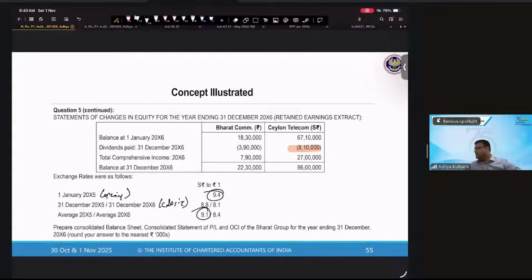Am I paying these dividends? The question itself says dividend paid. So dividend paid means it is hitting your bank account. Yes or no? So if it is hitting your bank account, will you take the average rate or will you take the rate on that particular day?